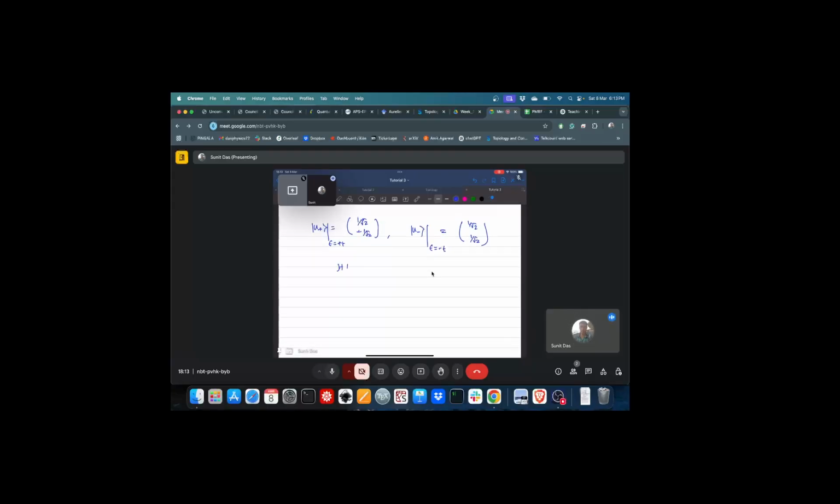You can just check this actually. You take h acting on u plus, you will get plus t times u plus, and similarly for u minus you will get minus t. So this is just an easy check. These are the single particle wave functions.